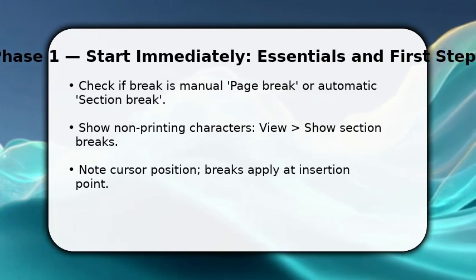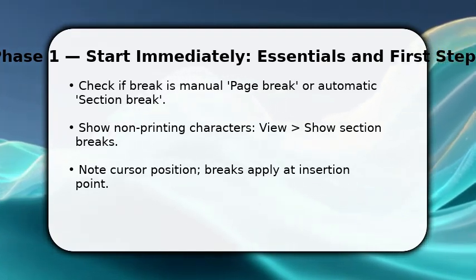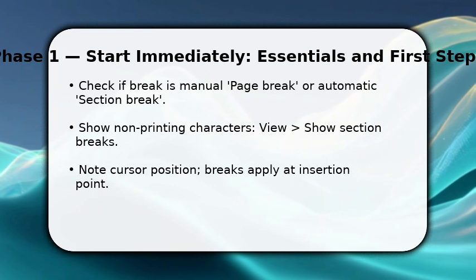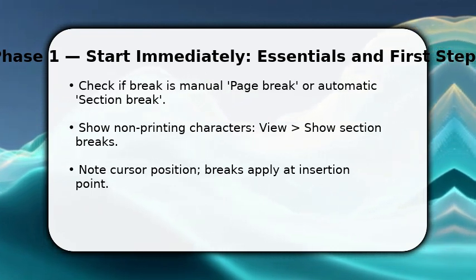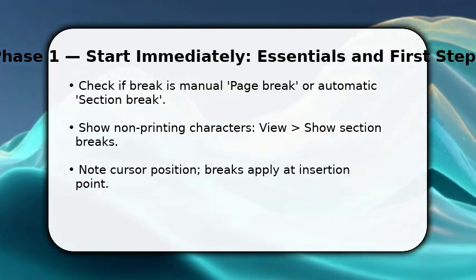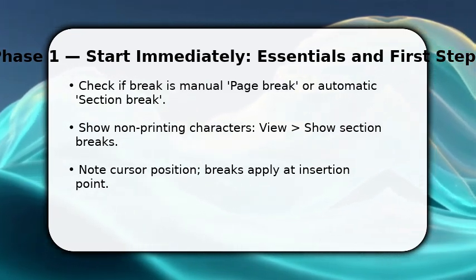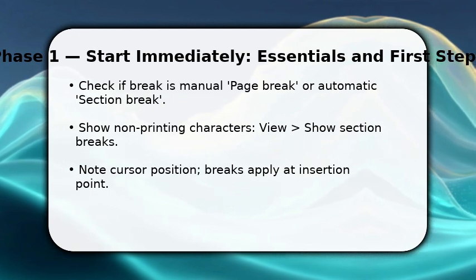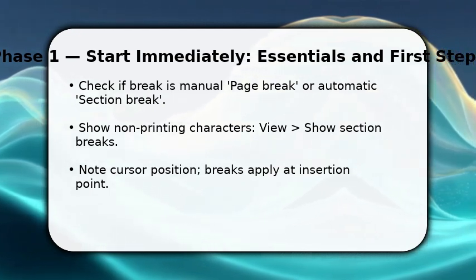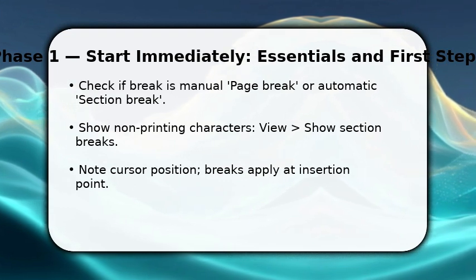You begin by confirming what kind of break you have. Manual page breaks behave differently than section breaks. Click where your content jumps, then reveal non-printing marks so you can see the exact break. Once done, decide whether you need to delete, move, or convert that break, because removing a section break can change headers, footers, and page numbering.